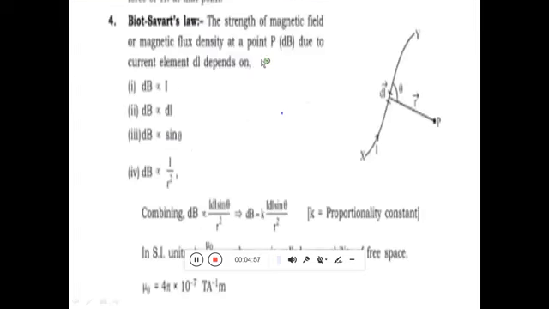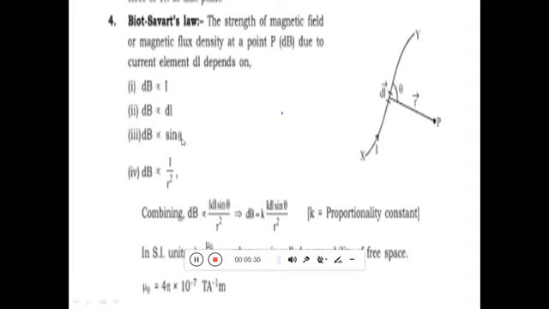Now Biot-Savart's law: the strength of magnetic field due to current element dl depends on the value of current. The first point was that magnetic field is directly proportional to the current flowing through the wire, that is dB. dB means small magnetic field, because a small element would be having a small magnetic field. So dB is proportional to I. Second point was that the small magnetic field due to that small element would be directly proportional to dl. dl is the length. More the length of that element, more would be the magnetic field.